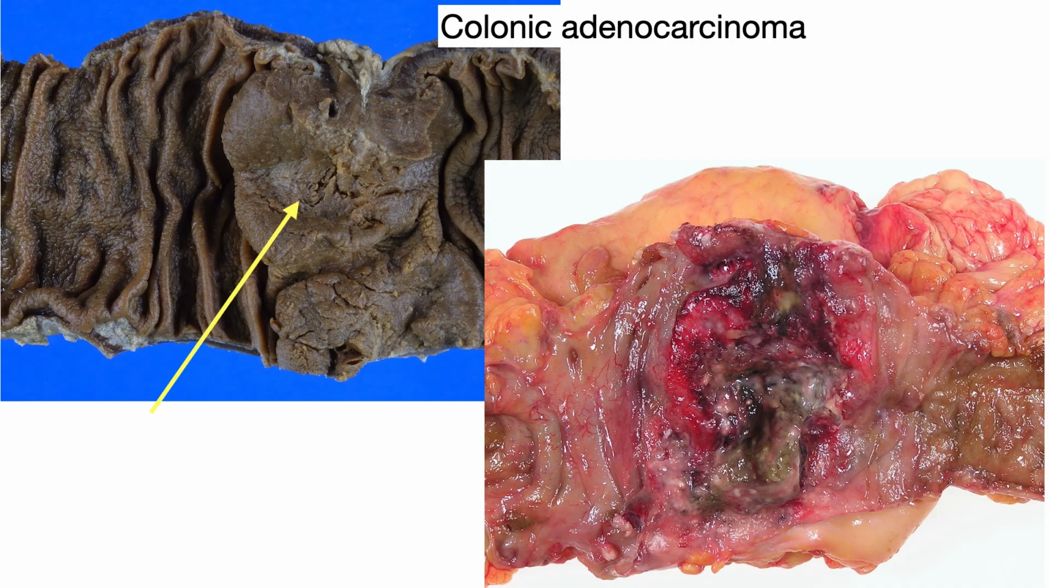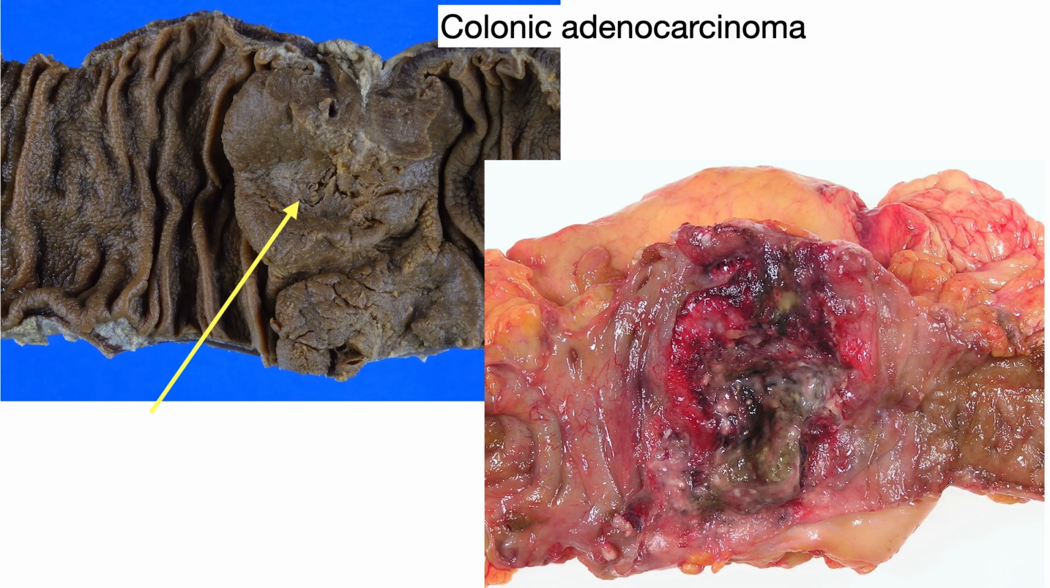So colonic adenocarcinoma, here are just two. To the top left, these are from old specimens, and so they're kind of abnormally discolored, but you can see the lesion right there. And then to the right of it, you can see this ulcerated neoplasm. So the colon cancers could be more exophytic, they can be more ulcerated.